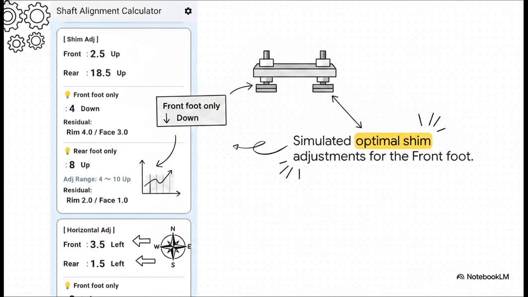And here's where it gets really smart. If your alignment can be fixed by moving just the front or rear feet, the app's single-foot simulation completely recognizes that. The interface will immediately light up with a suggestion, something like front foot only, and it'll recommend the exact adjustment, like 4 units down. Plus, it gives you the acceptable adjustment range, and, this is crucial, your predicted residual misalignment. It literally shows you exactly what your rim and face readings will be after you make the move. It completely removes the guesswork. You know your final result before you even pick up a wrench.